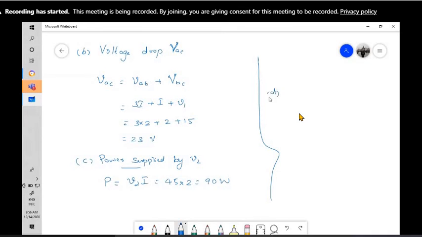Now, in the same way, the last question that has been asked is, what is the power absorbed by the segment BC?